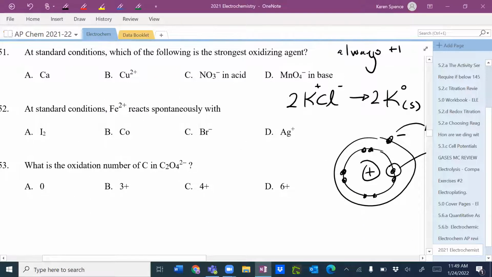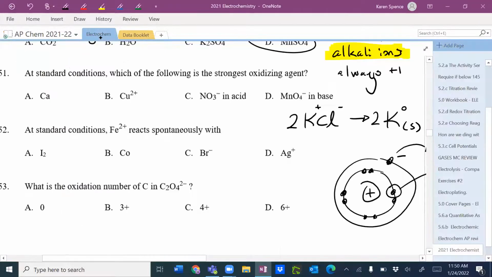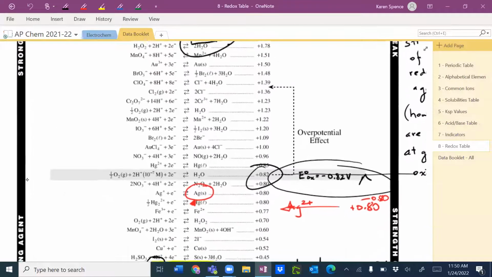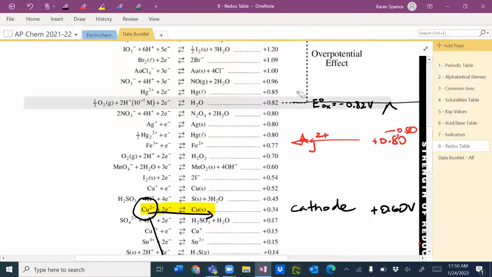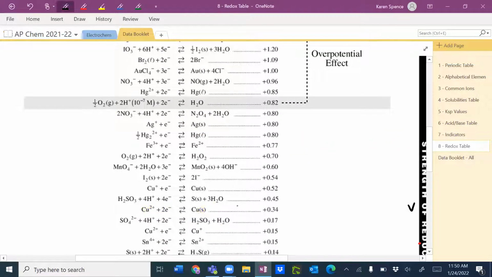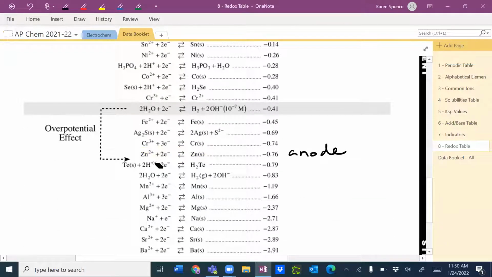Fe2+ reacts spontaneously with, I'm just going to jot these down so I can look at them: I2, Co, Br-, and Ag+. So let's go to our data booklet. And it was Fe2+. My feeling is if this one was tricky, it's because Fe2+ actually shows up on both sides, because it can be going from Fe0 to Fe2+, or it can be going from Fe3+ to Fe2+.